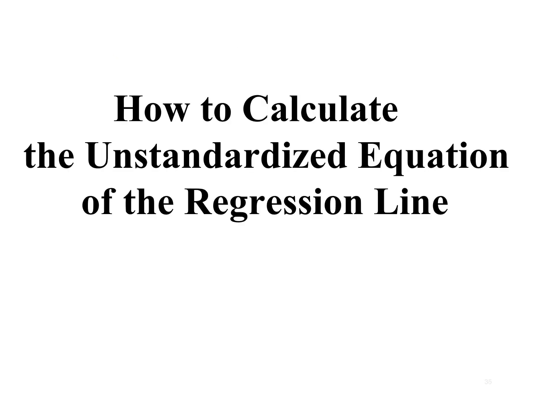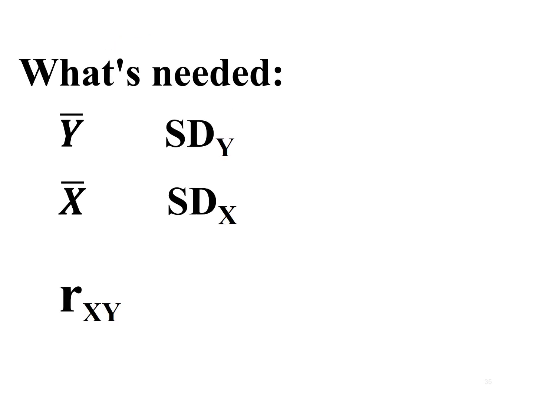We also talked about how to calculate the unstandardized equation of the regression line. We mentioned that in order to calculate the regression equation precisely, you need the mean of y, the standard deviation of y, the mean of x, the standard deviation of x, and the correlation coefficient between x and y.